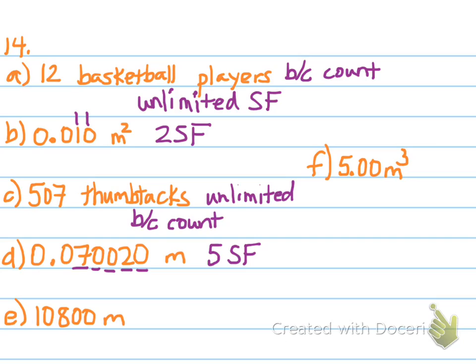Letter E, the 1 and the 8 are significant because they're not zeros. The 0 between the 1 and the 8 is significant because it's between numbers that aren't 0. These last two zeros are just placeholders. This is that understood decimal where nothing is written. So this has 3 significant figures. And letter F, the 5 is significant because it's not a 0. And these two zeros are significant because they're to the right and at the end of the measurement. So this has 3 significant figures.